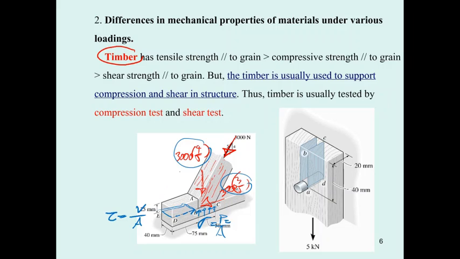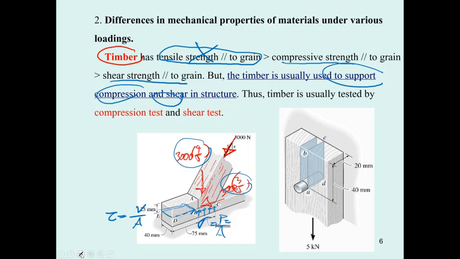So most timber, even though it has very high tensile strength parallel to the grain, isn't used much in tension. Most of the timber is used in compression, even though it has low compressive strength and low shear strength, because the application of timber is usually to support compression and shear in the structure. And that is the reason why in our study we test the timber in compression and in tension.